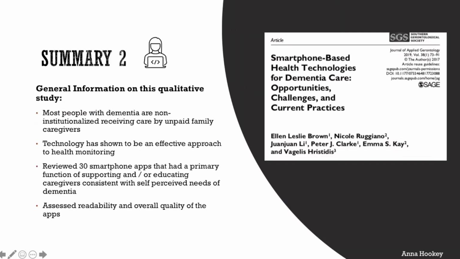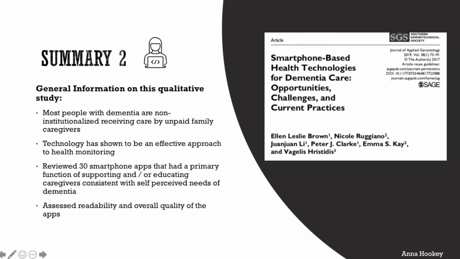In the qualitative study, Smartphone-Based Health Technologies for Dementia Care: Opportunities, Challenges, and Current Practices, the focus is on the pros and cons of technology that is offered currently to caregivers for people with Alzheimer's. Most people with dementia are non-institutionalized, receiving care by unpaid family caregivers. 70% of these caregivers are close family members, such as spouses or children, and nearly 80% of all caregivers suffer from depression or distress due to lack of resources and support.